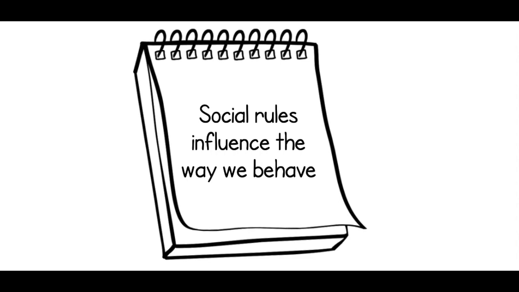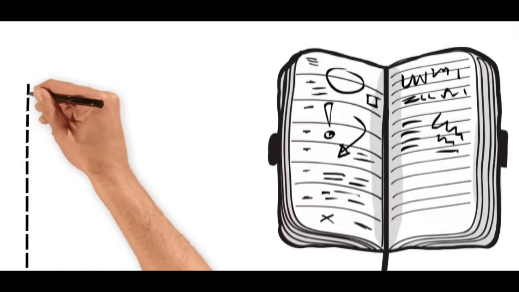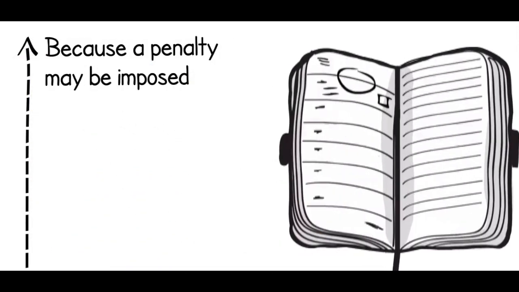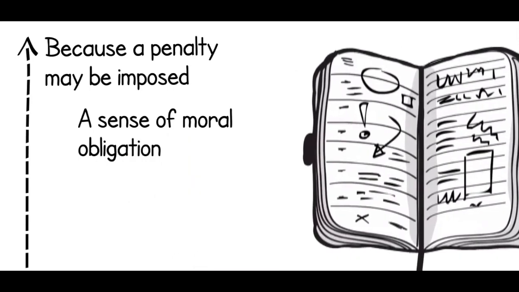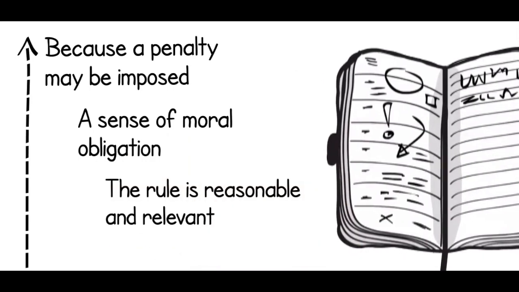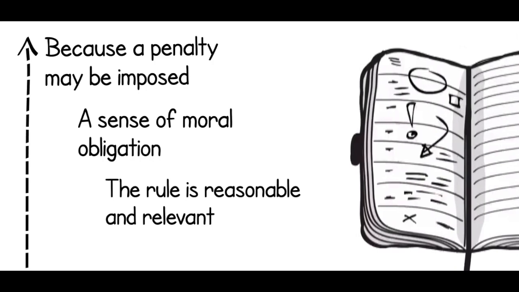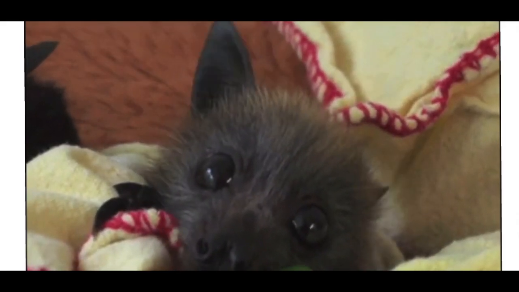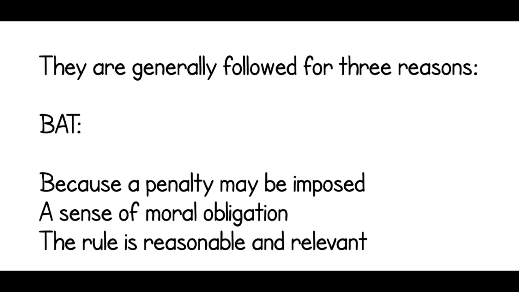But why might we do this? Why might we continue to follow social rules? Because remember, it's not written, you're not forced to do this. So a penalty may be imposed, there could be a sense of moral obligation, and the rule is reasonable and relevant. What's a good way to remember this? BAT. Yeah, BAT. So we have because, a sense, and the rule. The exam might ask you this question.